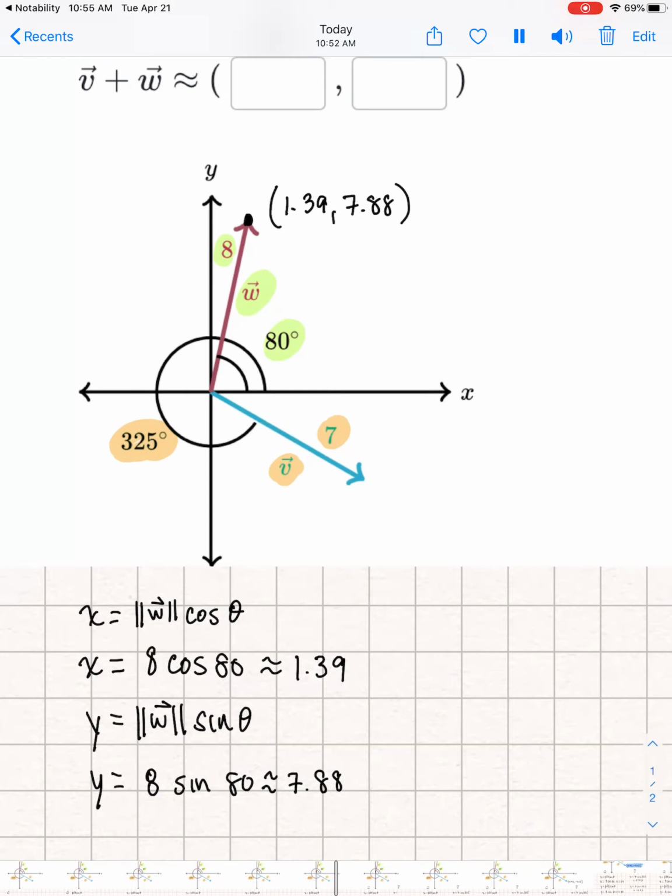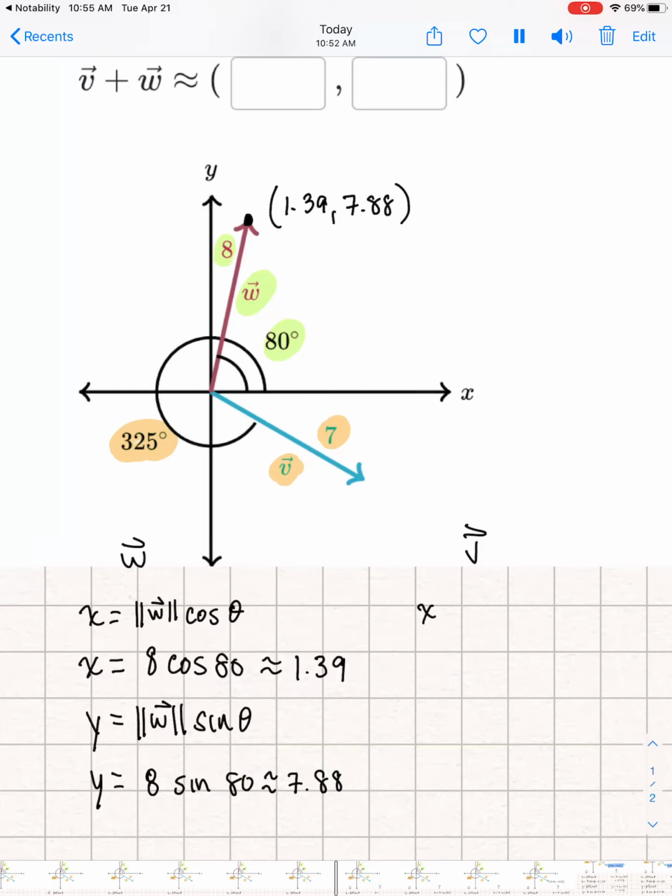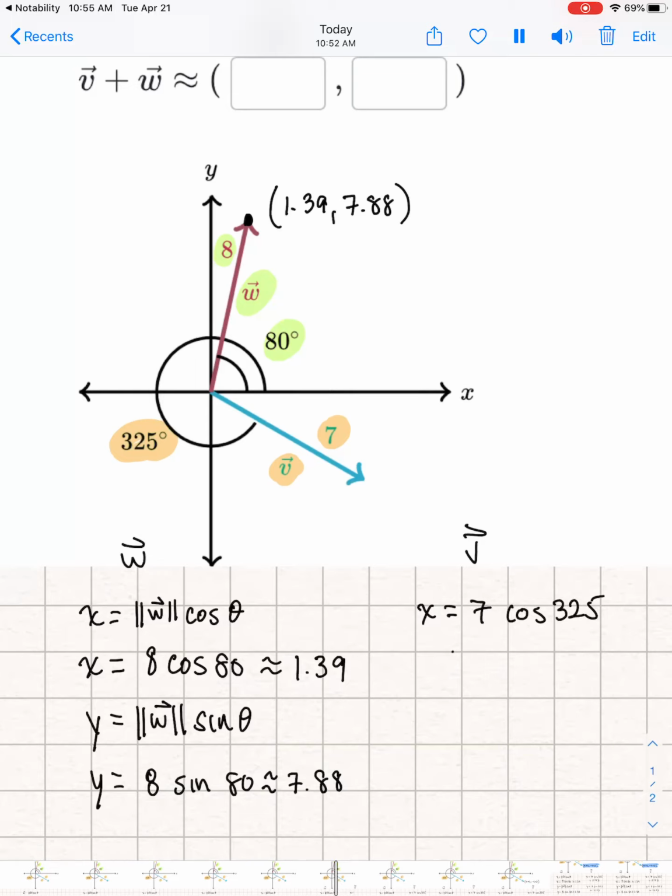So this was vector W. You do the same thing for vector V. So for V, your x coordinate is going to be, our magnitude is 7, and we're going to do cosine of 325, right? So that's going to give me 7 cosine 325. That's 5.73.